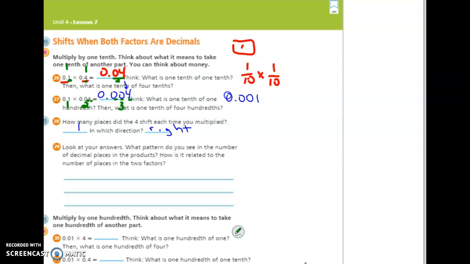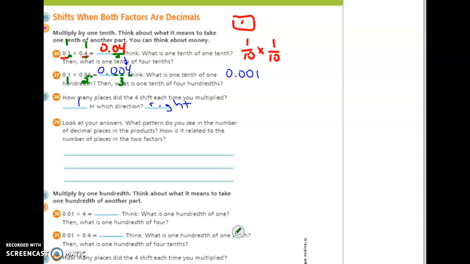Okay, the number of decimal places in the two factors added together gives you the number of decimal places in your answer, in your product. Remember, product is the answer to a multiplication problem. Let me write this in words for you, and I would like for you to copy this down.